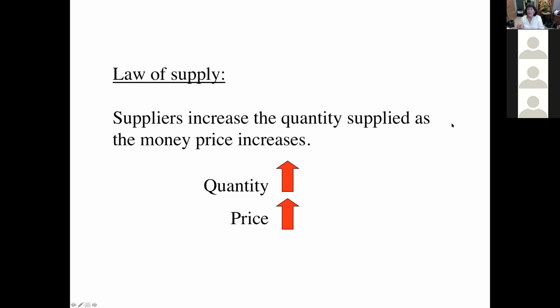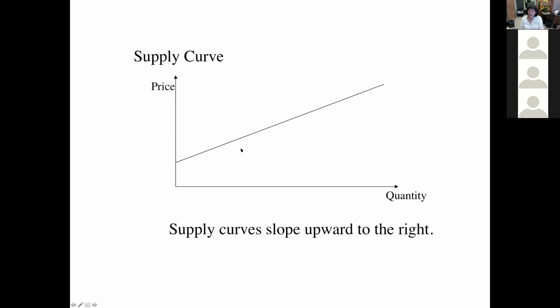Then we have the other side, the law of supply. So this is the producers that are supplying the good or service. They have a curve that slopes in the other direction, because when the price goes up, they are willing and able to supply more. So they look like this. They slope upward to the right. That's a supply curve. The law of supply says they do.